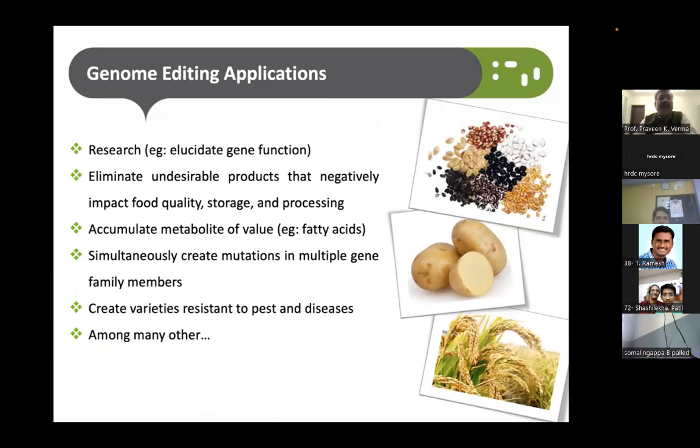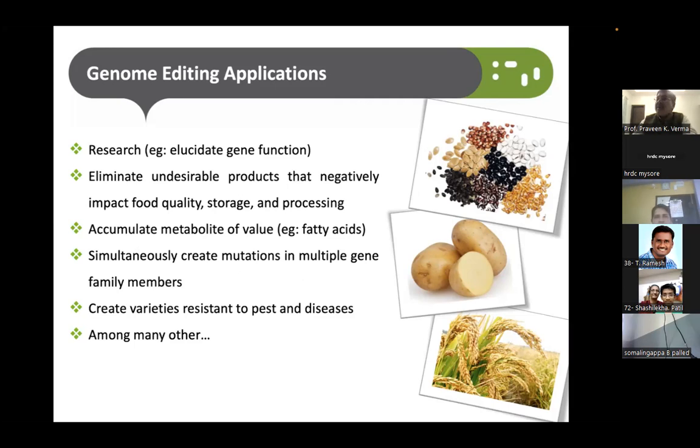So the applications: research is one of the things people are doing right now to elucidate gene function. If you want to mutate a gene, you can use genome editing very easily, and this is fast. It eliminates undesirable products that negatively impact food quality, storage, and processing, accumulates metabolites of value like fatty acids, and simultaneously creates mutations of multiple gene family members, and creates varieties resistant to pests and diseases.